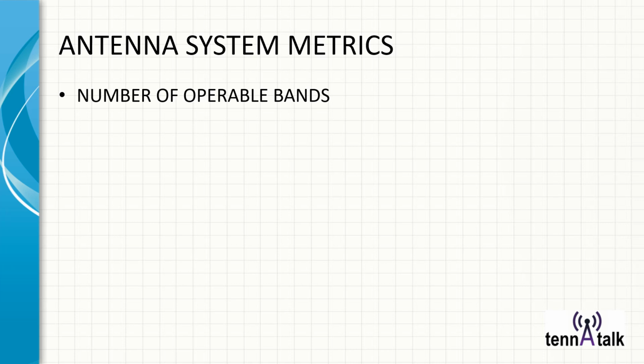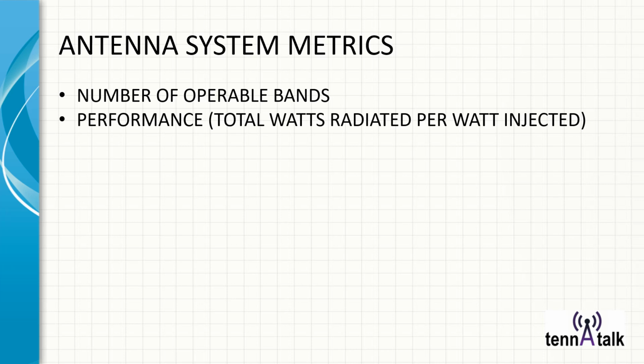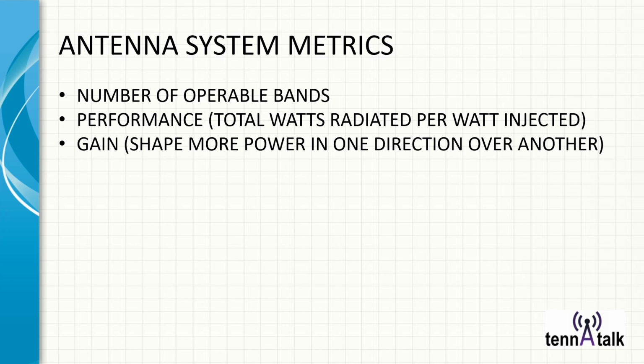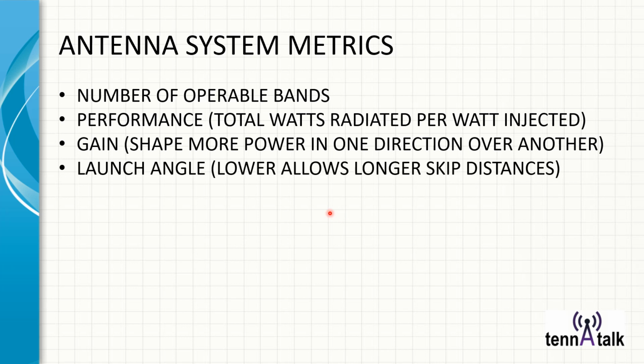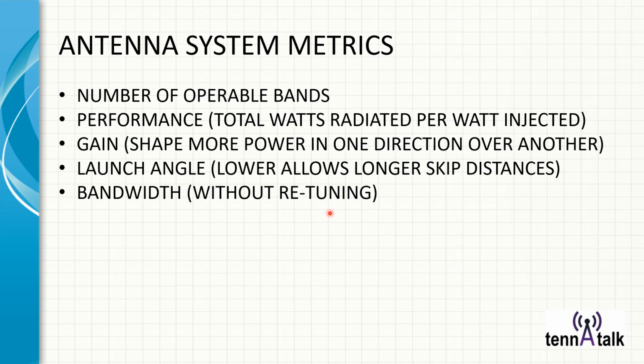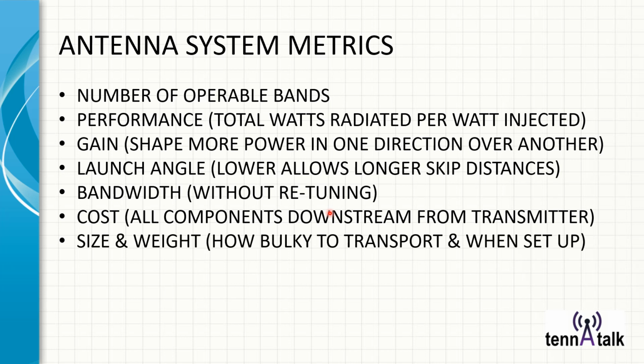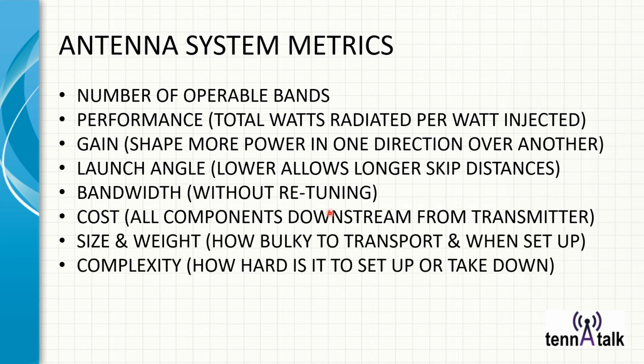Let's look at a few metrics. The ideal antenna operates on many bands, has very high performance radiated per watt injected. It gives us a shape more in the direction we like over the non-interesting direction. It gives us a good launch angle, so we get lower angles for a longer skip. It gives us wide bandwidth without having to retune. It's affordable, it's reasonably sized, and it's not too complex to set up or take down, and it doesn't attract a lot of unwanted attention.